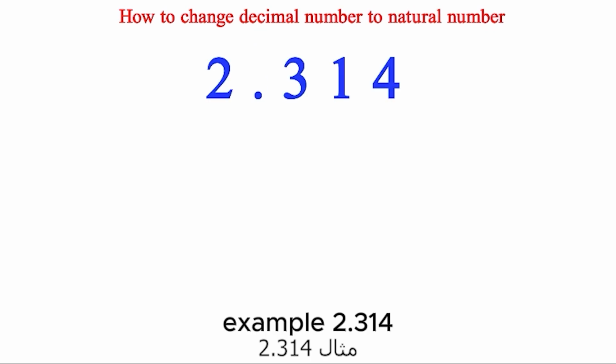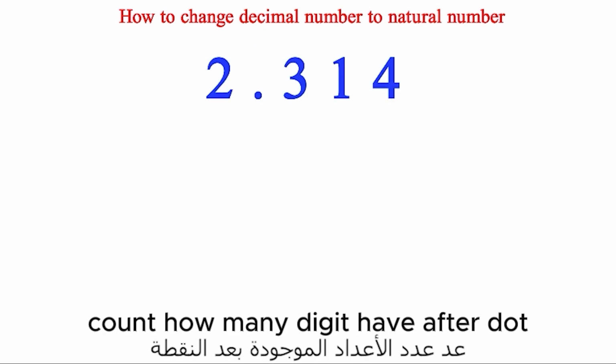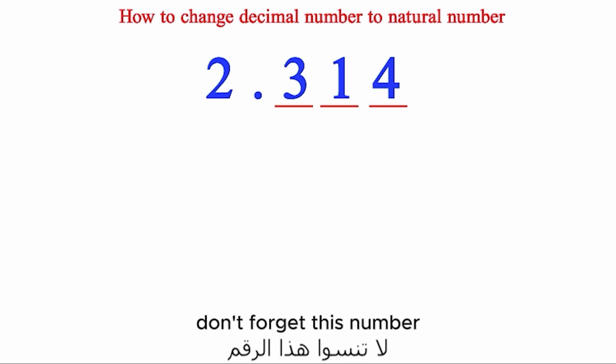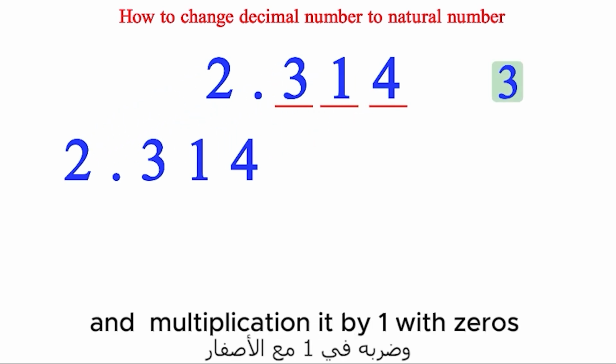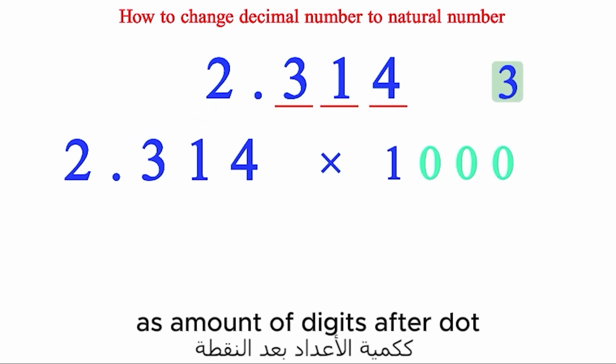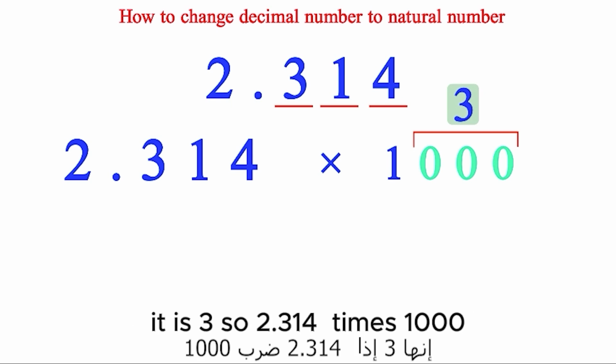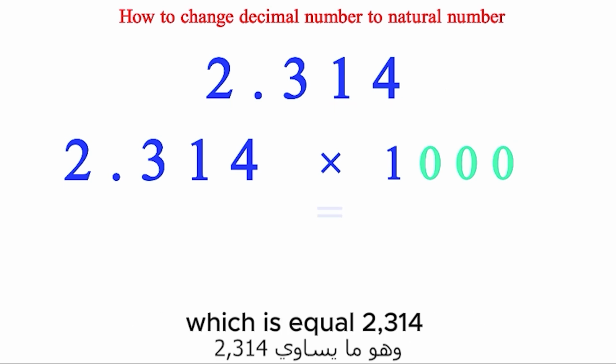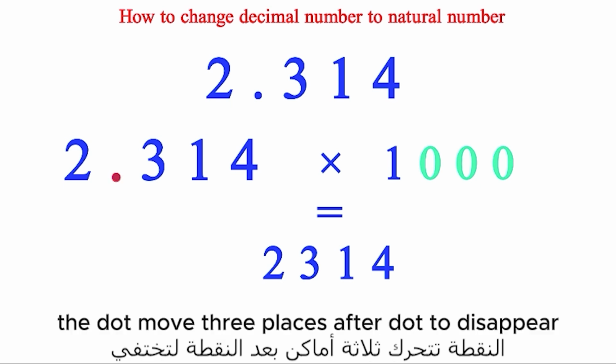Example: 2.314. Count how many digits there are after the dot: 1, 2, 3. Don't forget this number. Multiply it by 1 with zeros as the amount of digits after the dot. It is 3, so 2.314 times 1000, which is equal to 2314. The dot moves 3 places to disappear.